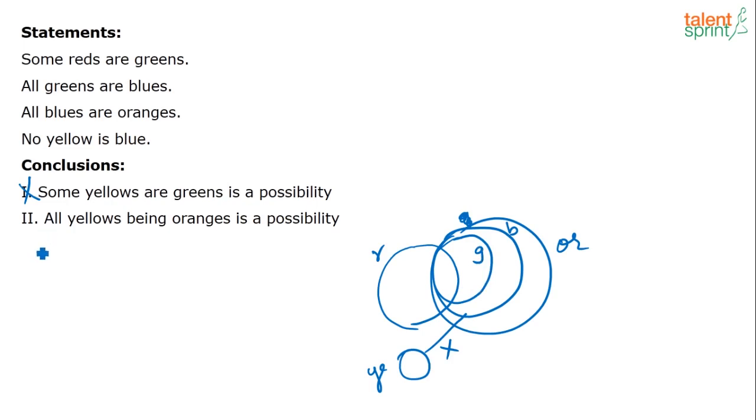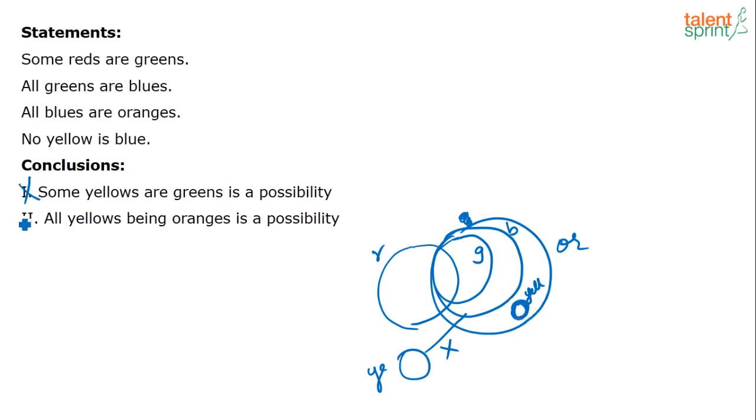Now, let us look at the next conclusion. All yellow being orange is a possibility. See, if you draw this set yellow here, is it violating any of the given statements? No, right? Still it is correct. See, only thing we need to look is blue is not yellow. That is not there, but it is coming in this region. So, if you draw it like this, that comes true, right? So, it is possible to draw it this way also.